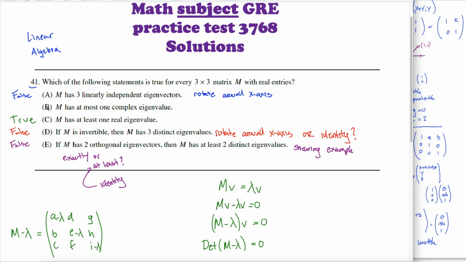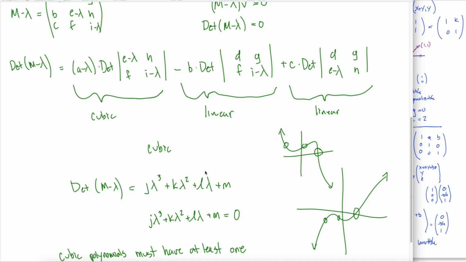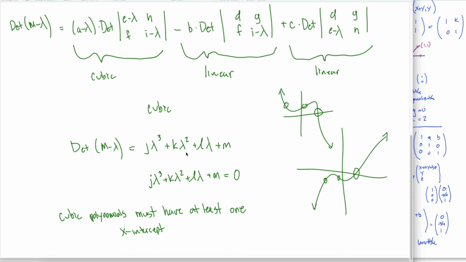By process of elimination, we know that statement B must be false, but it's easy enough to prove why. Statement B says M has at most one complex eigenvalue. That's false because complex eigenvalues would be complex roots of this characteristic polynomial, and complex roots of polynomials always come in conjugate pairs. Right? If 2 plus 3i were a root of this polynomial, then 2 minus 3i would have to be a root of this polynomial. That's, what, fundamental theorem of algebra maybe? Or at least a consequence thereof?